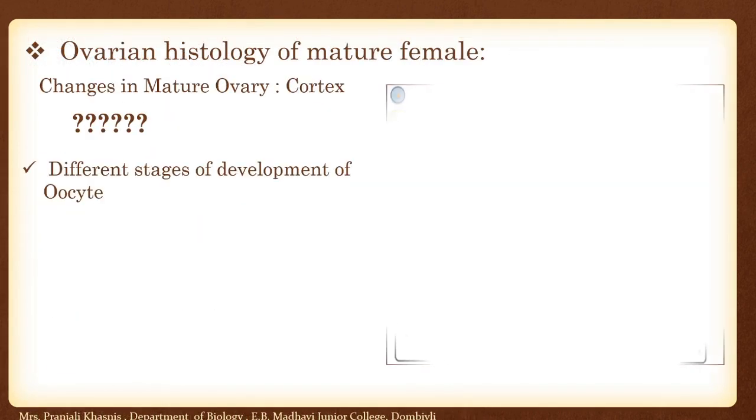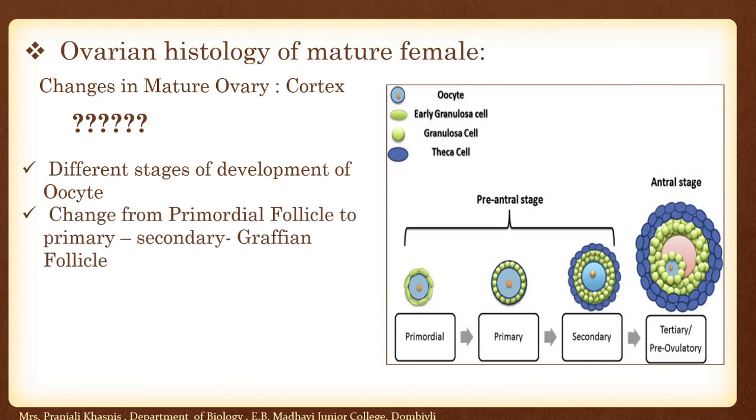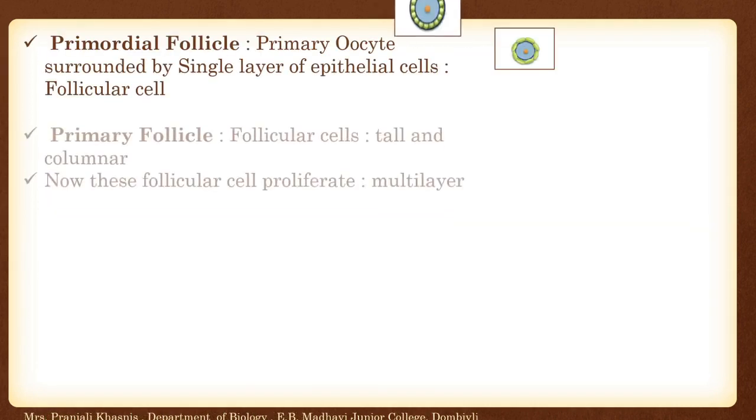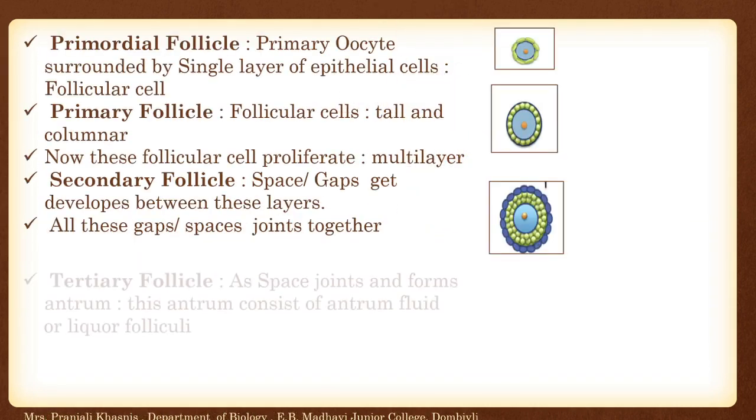So let us see the histological structure of the mature ovary. The changes in the mature ovary take place in the cortex. So different stages of development of the oocyte take place in the cortex. So changes from primordial follicle to primary, secondary and Graafian follicle. The whole changes take place in the cortex.